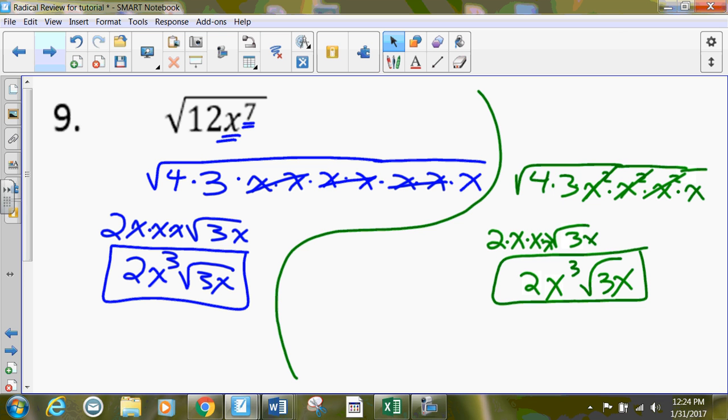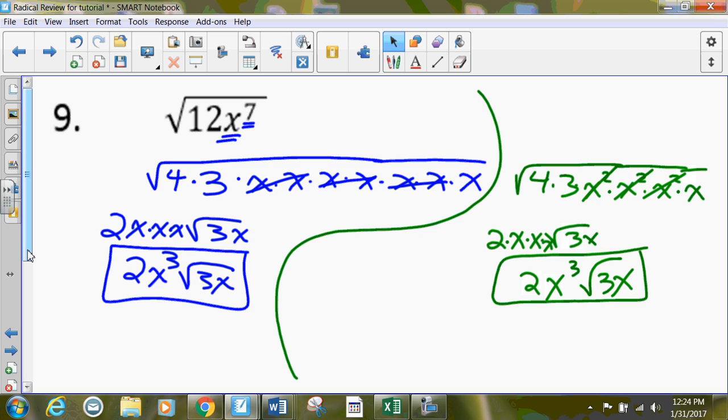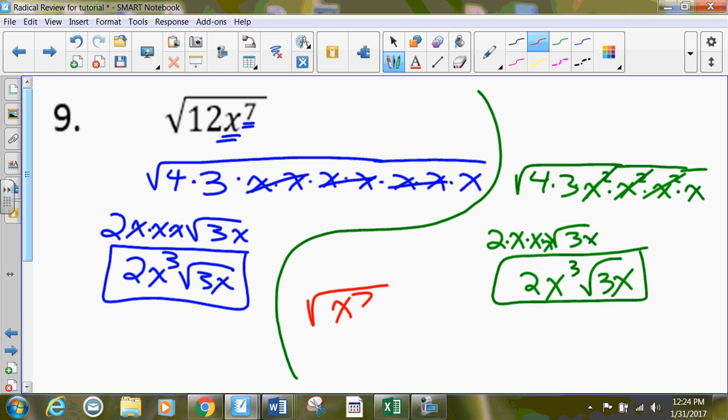Here's the method that we're going to use. Did you notice how, for the square root of x to the 7th, if we just focus on that, what came out? x cubed. And what was left inside? Plain old x.